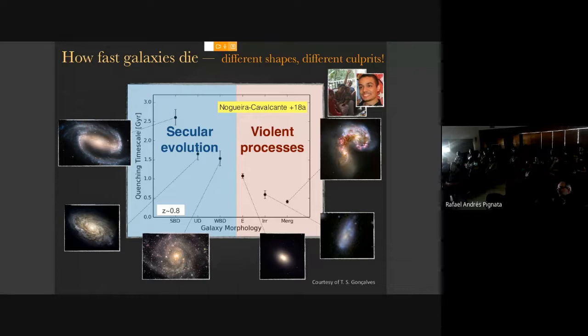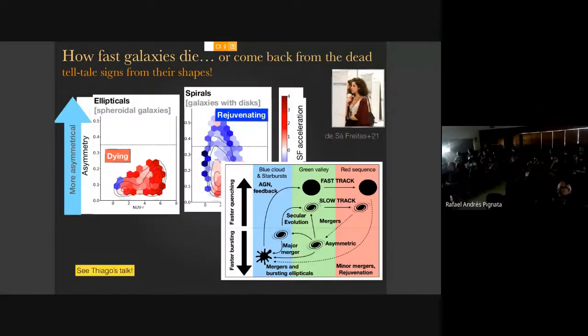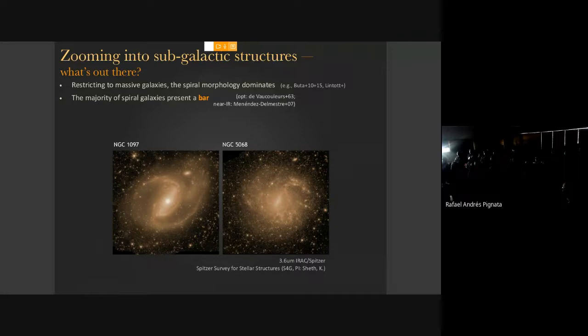So the main thing is that different shapes will point to different culprits, different things that actually happened. It's not just looking at shapes because it's pretty, but because it features some information. And this work, I'll skip for the moment because I know that Thiago will talk about Camila de Sanfreitas' work, also looking at morphology and how fast galaxies quench their star formation.